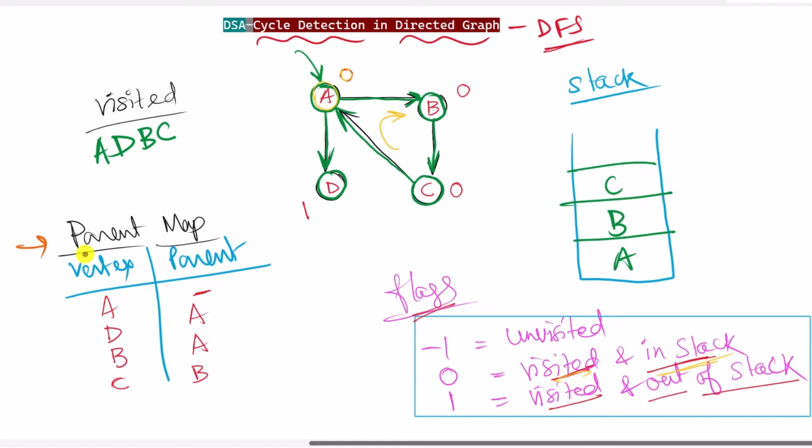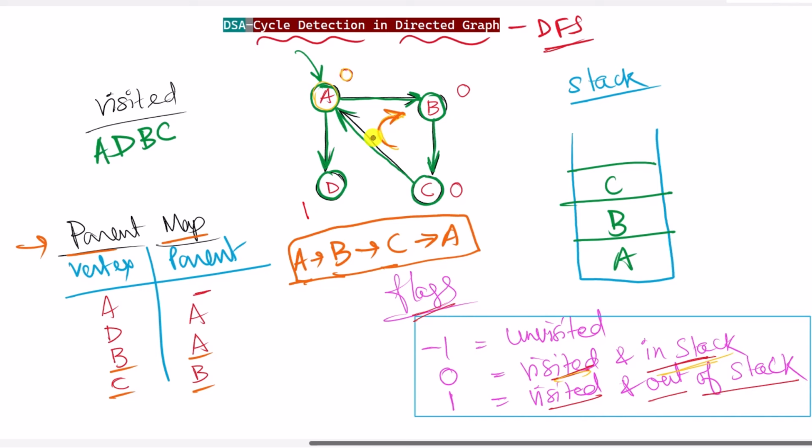Now we can use this parent map to determine the vertices involved in this cycle. Currently we have this edge from C to A. C has the parent B, so we are going from B to C. Now B has the parent A, so from A to B. If we start from A, we visit B, then we visit C, and then we're back to A. So here we have the cycle in our graph.